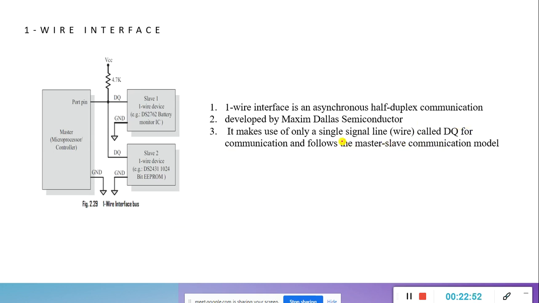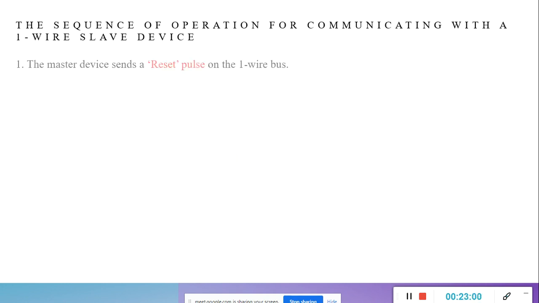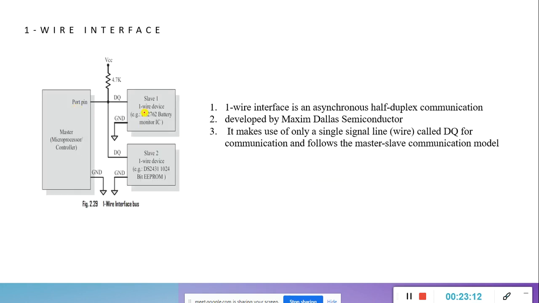It makes use of a single wire, called DQ, to transfer the data for communication purposes. So again the same kind. The master device sends a reset pulse first. You can observe the figure, master and slave device. There are two slaves. There is one wire called DQ.